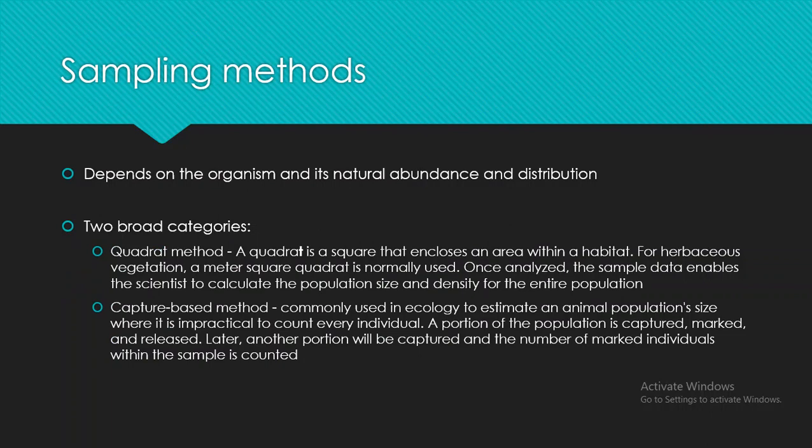Yung sa sampling methods naman, meron tayong dalawang uri ng sampling method based on the availability, tapos based din sa kind of organism na i-study mo. If you're going to study plant species, grass species, flower species, and you're going to measure and estimate the total population size or the population density rather, you're going to use the quadrat method, yung magagawa ng quadrat, no?